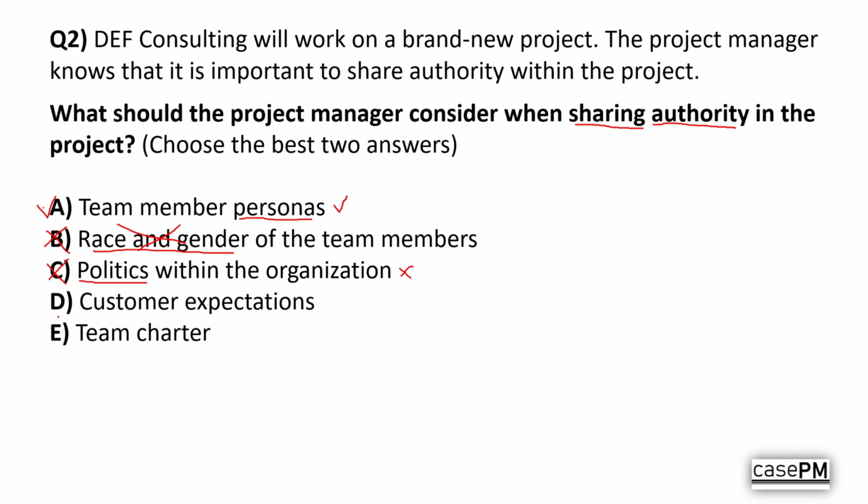D. Customer expectations. This is a strong option. Customers may have specific expectations about who makes decisions, who approves changes, or how communication flows. For example, they might expect certain authority levels to align with contractual obligations or reporting structures. Therefore, customer expectations should absolutely be considered.